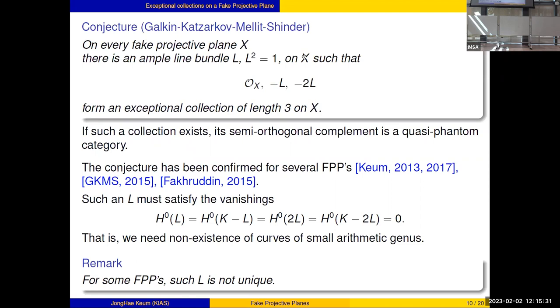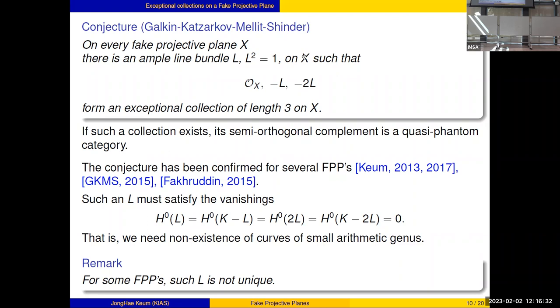Here, exceptional collections. Well, Kuznetsov and his collaborators made a conjecture some years ago. On every fake projective plane, there is a line bundle L with L squared equal to 1, such that the trivial bundle and L^-1, L^-2 form an exceptional collection of length 3, the maximum possible on X. But this is very much an equivalent formulation of O, O(-1), O(-2) on P2. On P2 there is no complement. But here, there is a nontrivial complement because the surface is not simply connected. There must be something there.